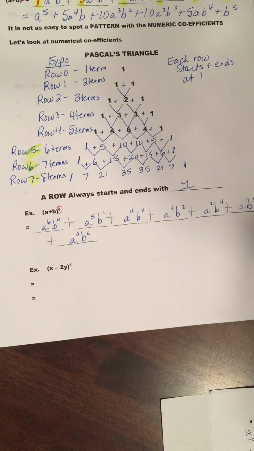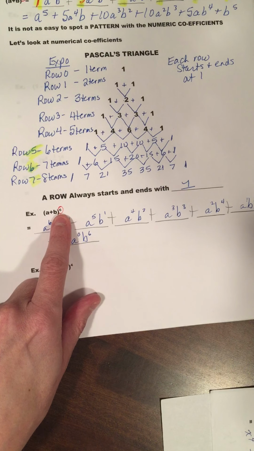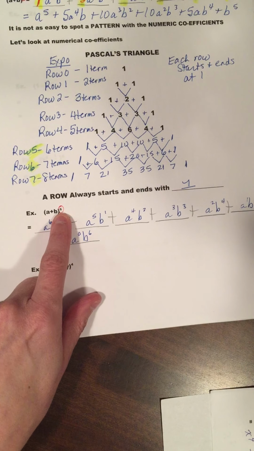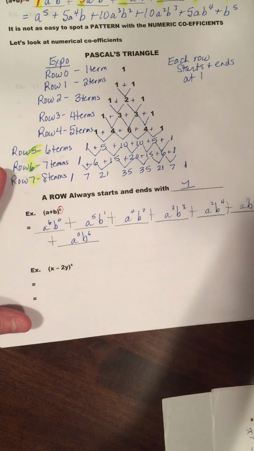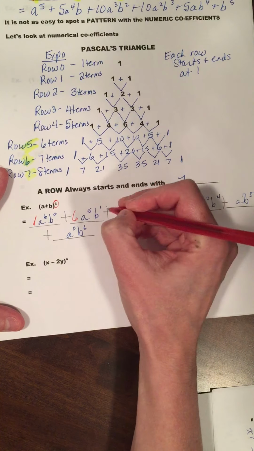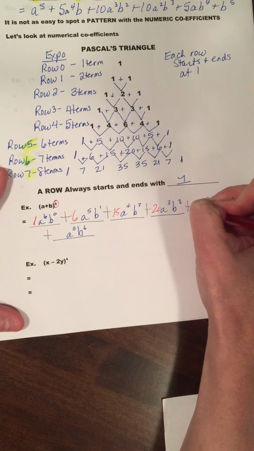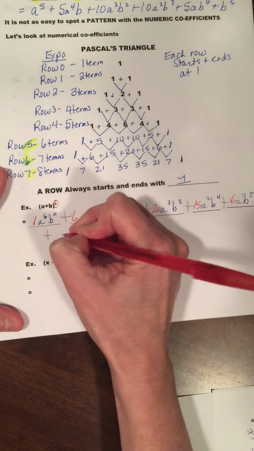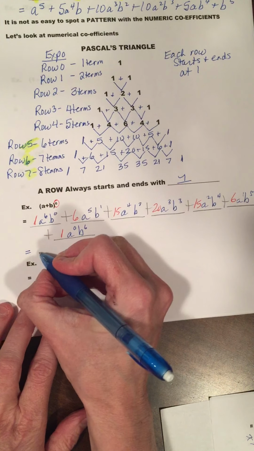Now I have to take a little bit of time, right? So if I know that I'm dealing with exponent 6, that's row 6, 7 terms. So the coefficients that I'm going to deal with are 1, 6, 15, 20, 15, 6, and 1. And the only final thing that I do is just kind of clean up.